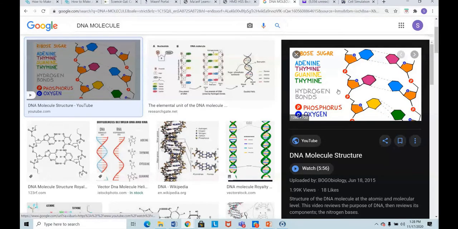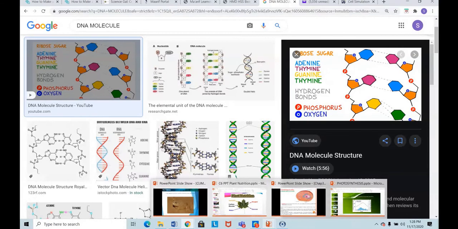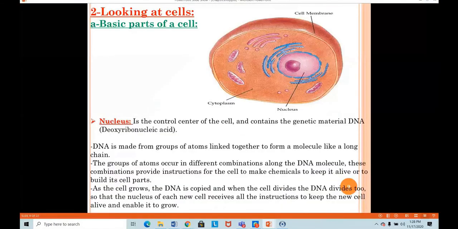Clear, ladies? So as the cell grows, the DNA is copied, and when the cell divides, the DNA divides too. You know the cell division takes place both in the body cells, which are known as the somatic cells, and also the sex cells, meaning the cells which are present in the sex organs. So all these cells need to divide. And when this cell division takes place, the DNA also gets copied. As the cell divides, the DNA divides too, because the nucleus divides, isn't it? So along with the nucleus, even the DNA divides.